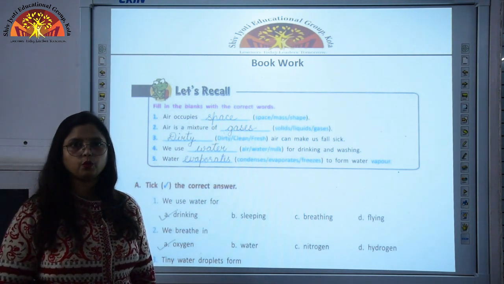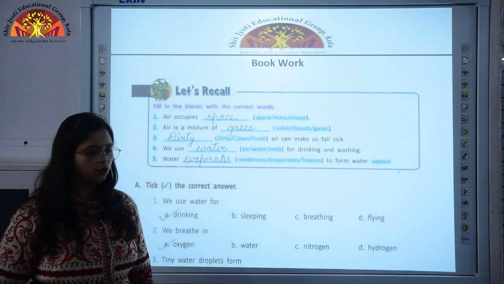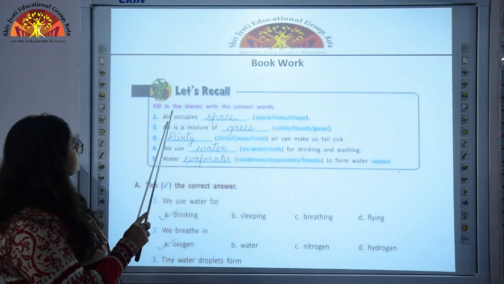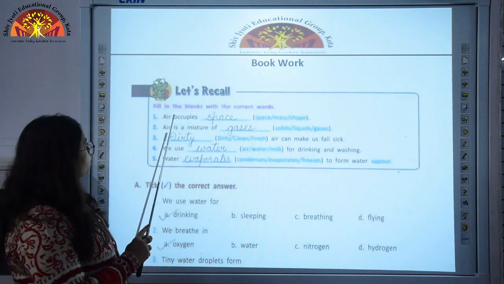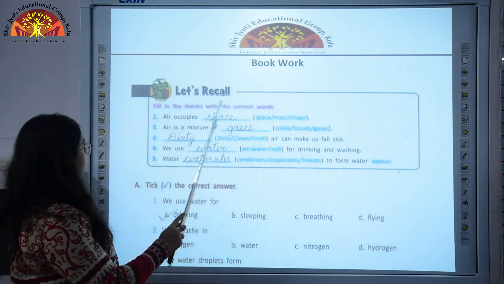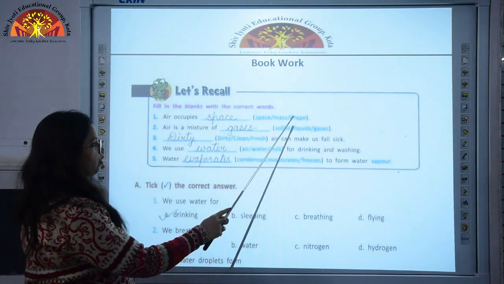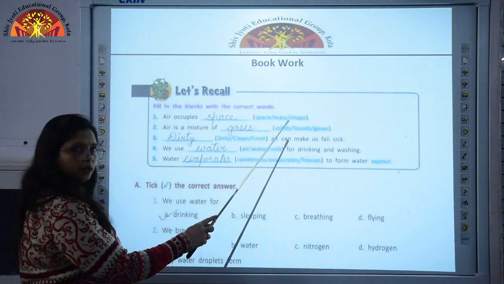Now we move to book work and copy work. So all of you open page number 100. Let's start with the exercise. Let's recall. Fill in the blanks with the correct words. So here you can see in the bracket 3 words are given for your help. So you have to choose one among them.